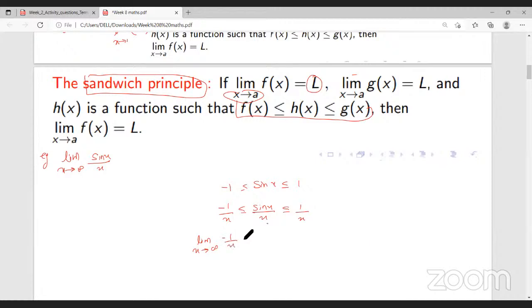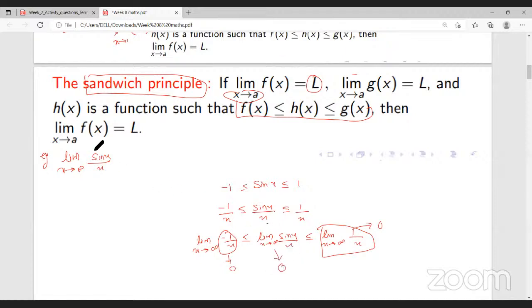Limit x tends to infinity of -1 by x, limit x tends to infinity of sin x by x, limit x tends to infinity of 1 by x, right? So what is the value of this limit? 1 by x tends to 0, and the value of the other limit is also 0. So by the sandwich principle, the limit x tends to infinity of sin x by x is 0, right?